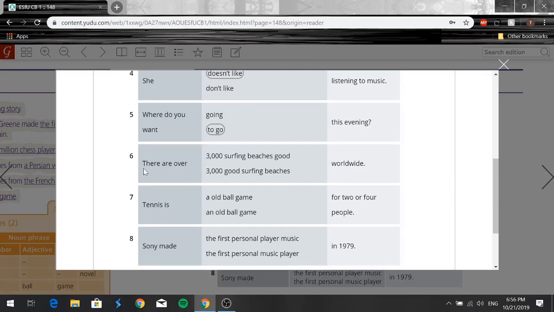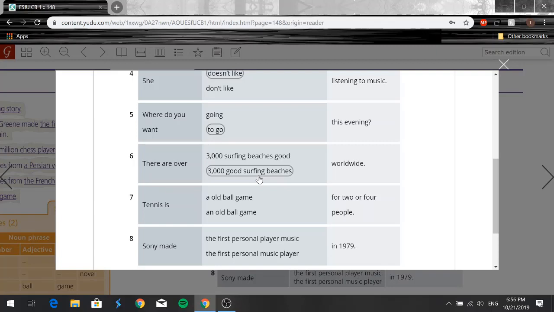Then we have 6. There are over 3,000 surfing beaches good, or 3,000 good surfing beaches. We'll say 3,000 good surfing beaches worldwide, simply because of the word order with numbers, adjectives, and noun phrases that we talked about. Then we have 7.